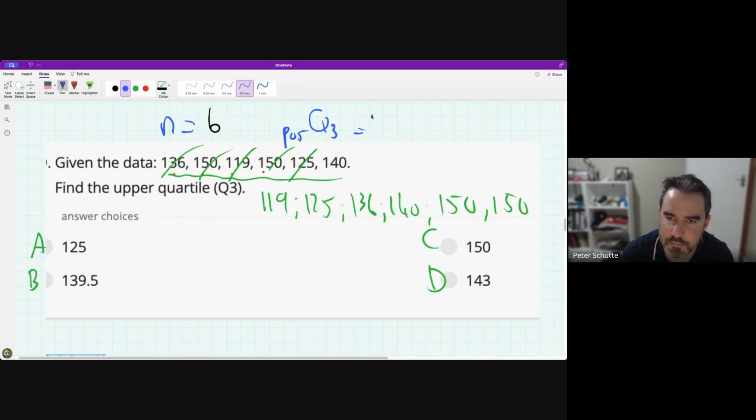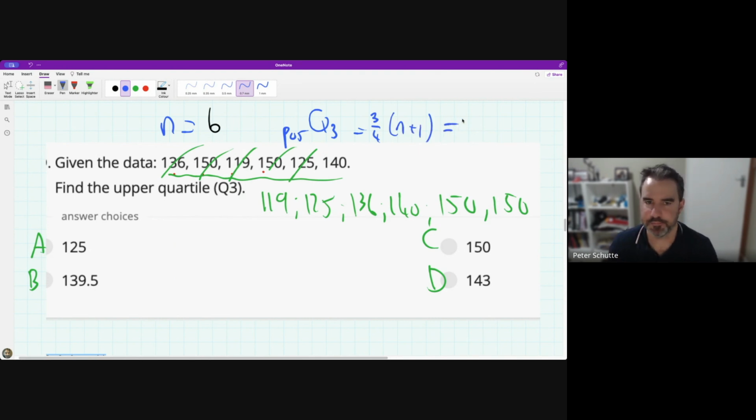Let's try that again. So 3 quarters times N plus 1. What is my position going to be for this? Pop what you think is the position in the chat. What's 3 quarters times 7 going to be? Okay, it's going to be 5.75.